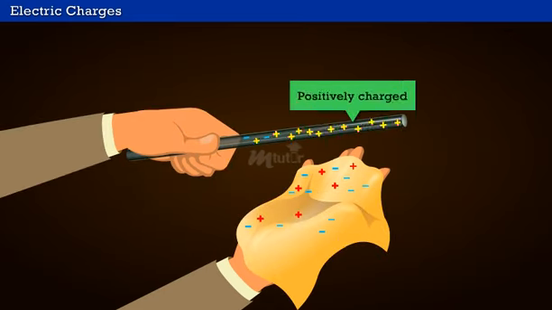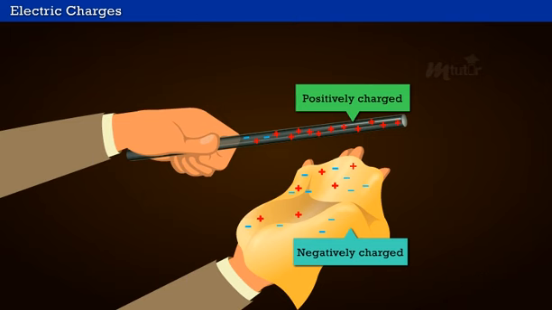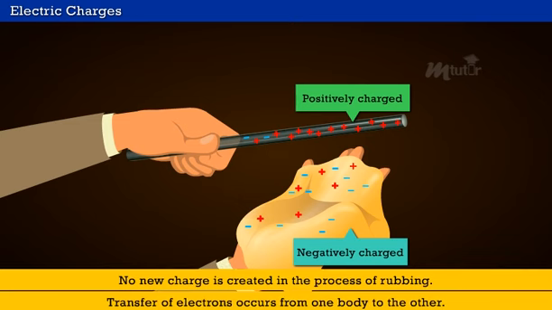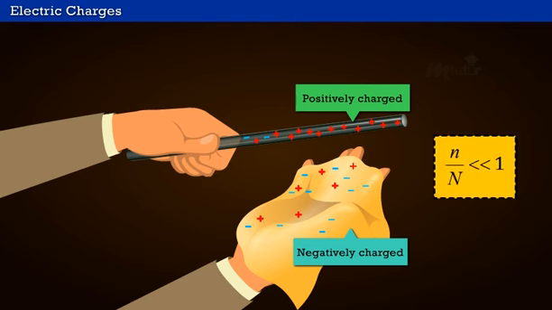A body acquires a positive charge by losing some of its electrons. Similarly, a body acquires a negative charge by gaining some electrons. No new charge is created in the process of rubbing, but a transfer of electrons occurs from one body to the other. Also, the number of electrons that is transferred is a very small fraction of the total number of electrons that exists in the material body.